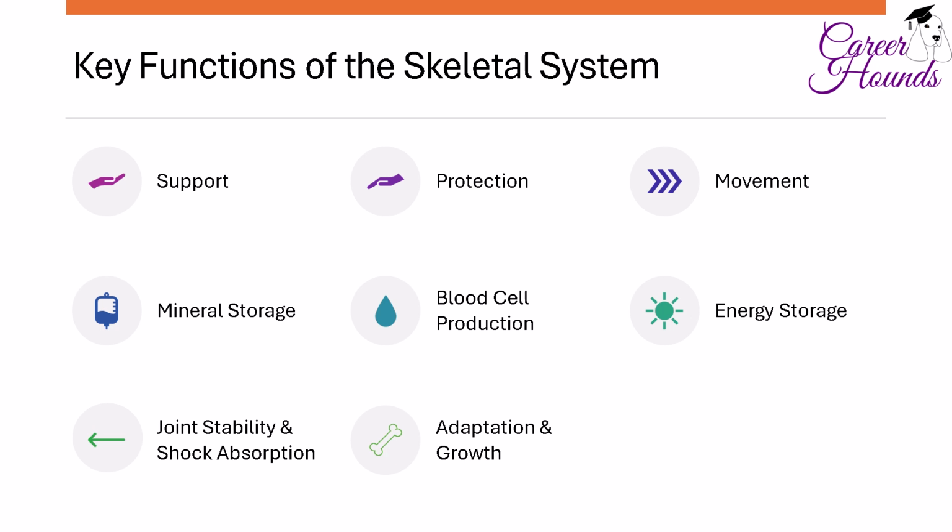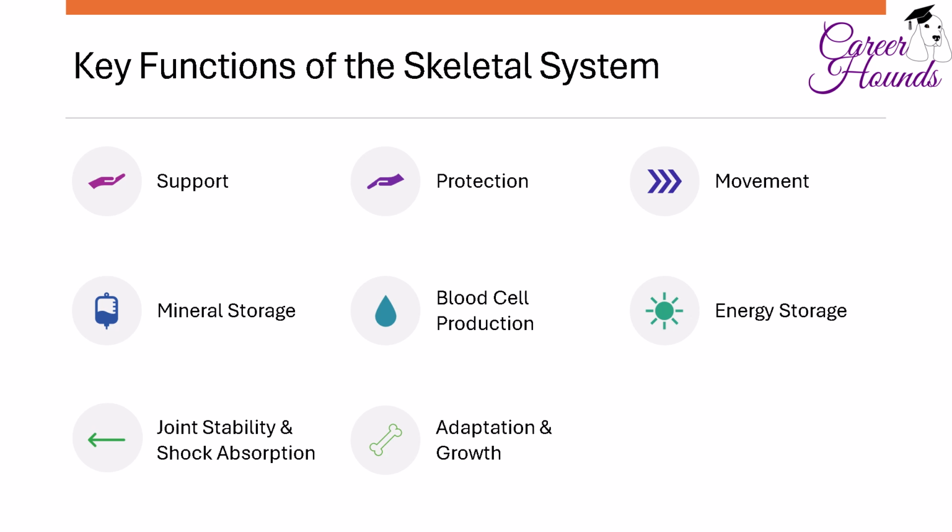Blood cell production. The bone marrow inside certain bones, like the femur and pelvis, produce red blood cells, white blood cells, and platelets. This is vital for carrying oxygen, fighting infections, and blood clotting. Energy storage. The yellow bone marrow found in some bones stores fat, which can be used as an energy reserve. Joint stability and shock absorption.